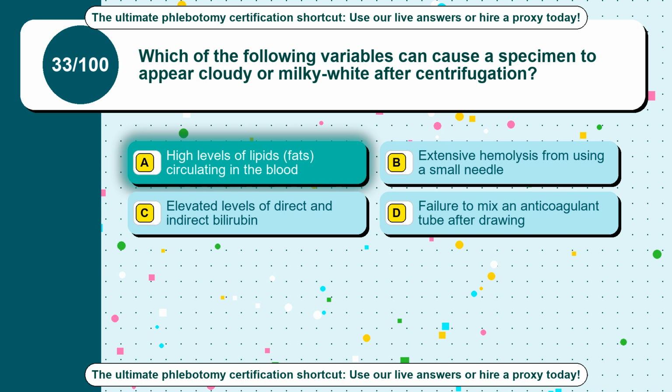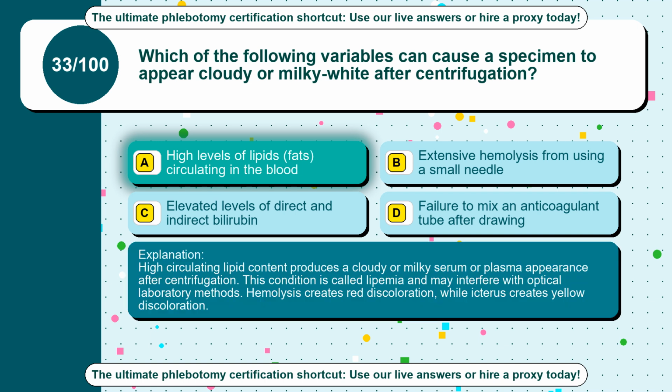High levels of lipids, fats, circulating in the blood. High circulating lipid content produces a cloudy or milky serum or plasma appearance after centrifugation. This condition is called lipemia and may interfere with optical laboratory methods. Hemolysis creates red discoloration, while icterus creates yellow discoloration.